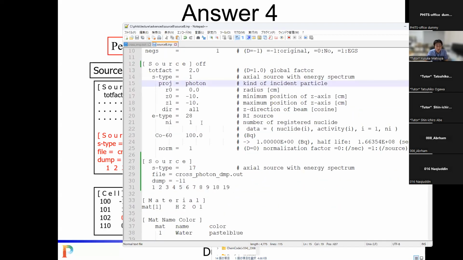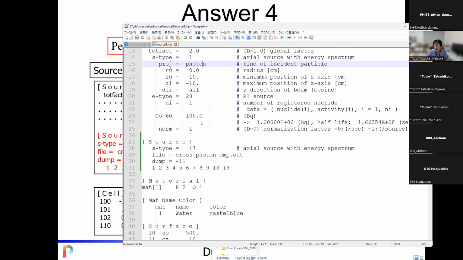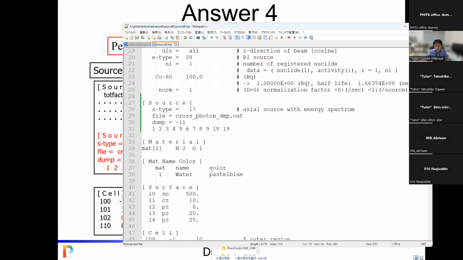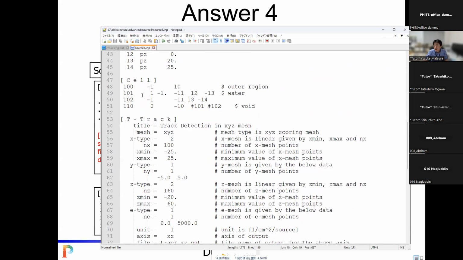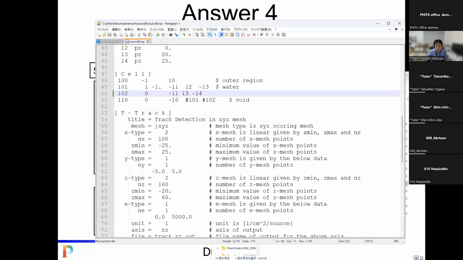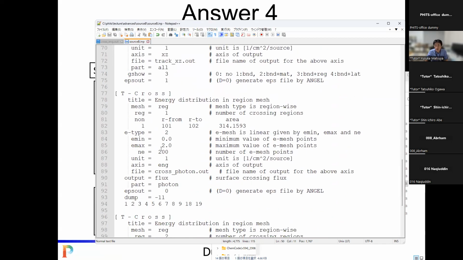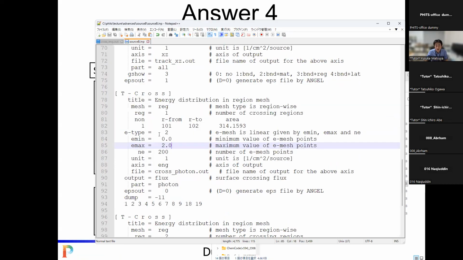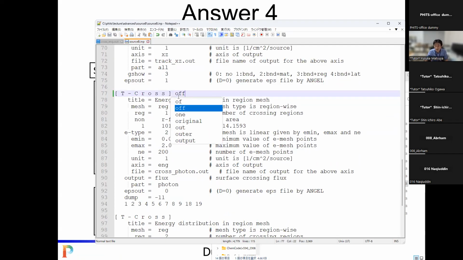And also we have to set the old source section to be inactivated by off. And second one is to set cell number 102 to be void. So moving on to the cell section, we have to change this value to be 0. And third one is to set the T cross section with the dump parameter to be inactivated. So just write down off.